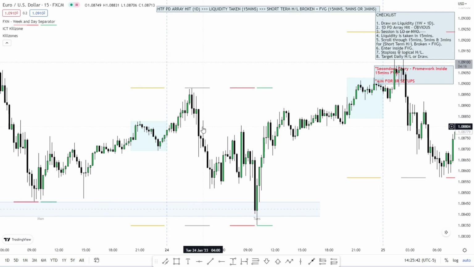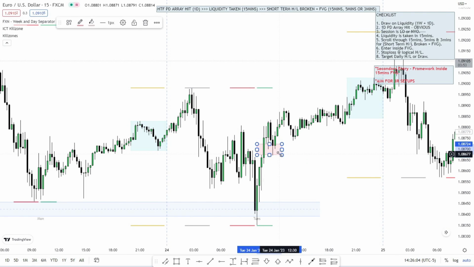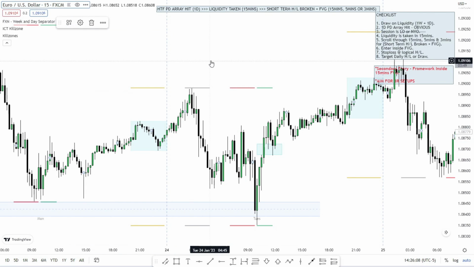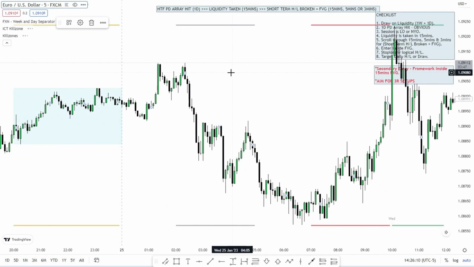So once we hit, this liquidity has been taken out. So in the 15 minutes, we are seeing this imbalance here. So we are seeing that there's an imbalance there. But after taking out the short-term high and this one, it left this imbalance. But now we have to drop down to the 5 minutes first. Let's use the 5 minutes first.